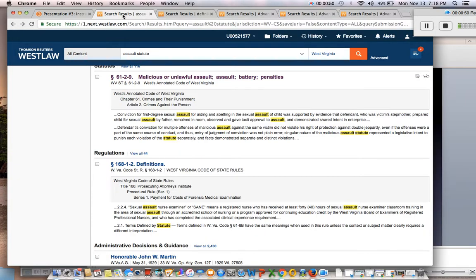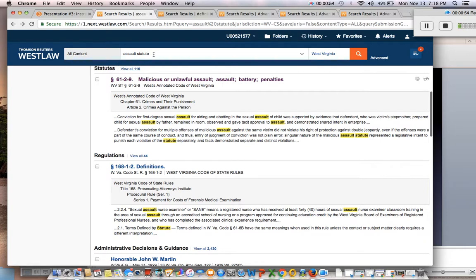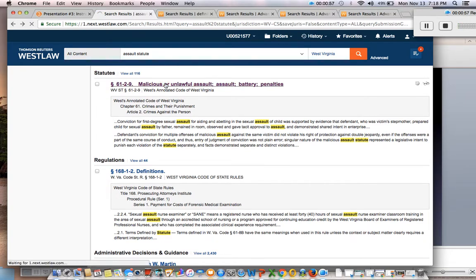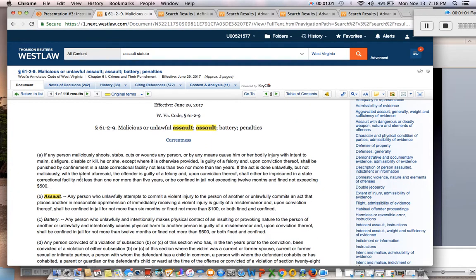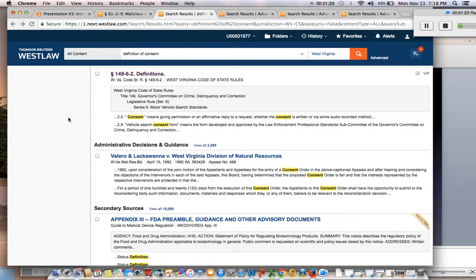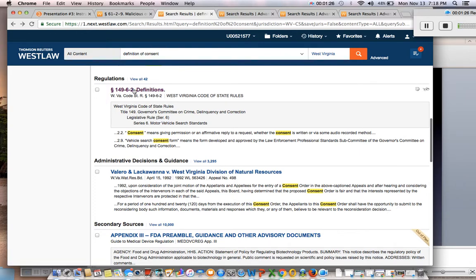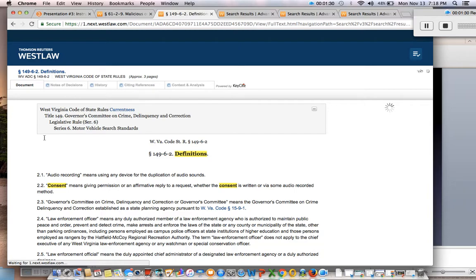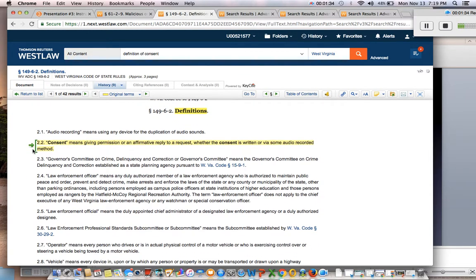So heading over to Westlaw, the first thing that I search for is the assault statute. It says that assault is any person who unlawfully attempts to commit a violent injury to the person of another or unlawfully commits an act that places another in reasonable apprehension of immediately receiving a violent injury. The second thing that I looked up is the definition of consent. It states that consent means giving permission or an affirmative reply to a request, whether the consent is written or via some audio recorded method.